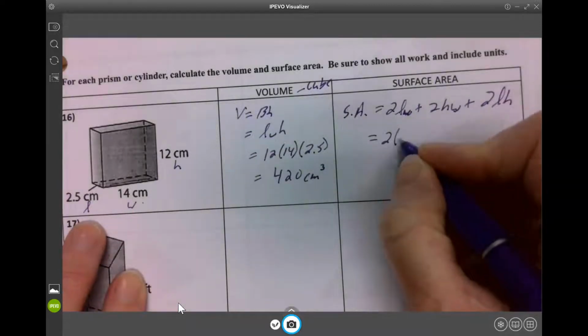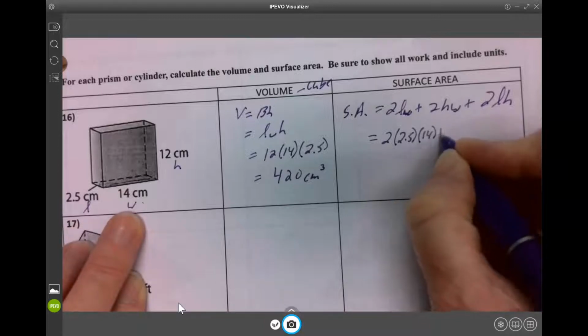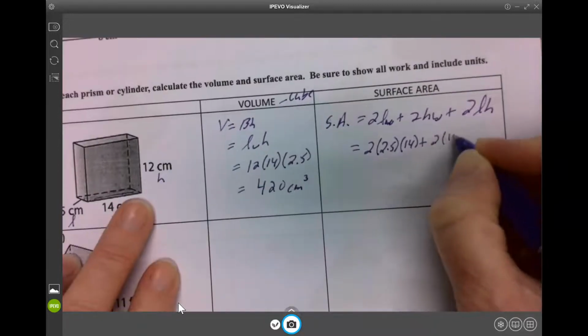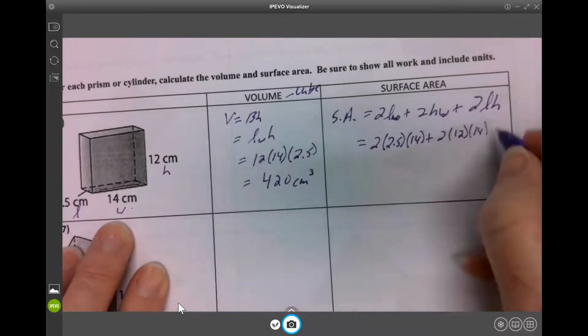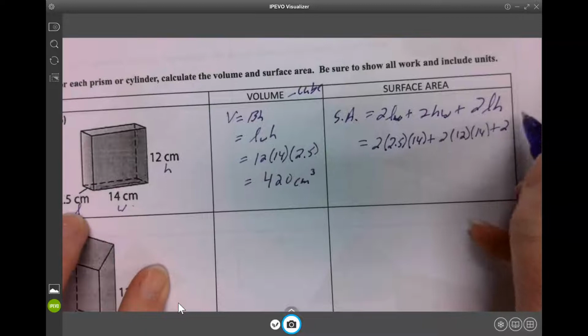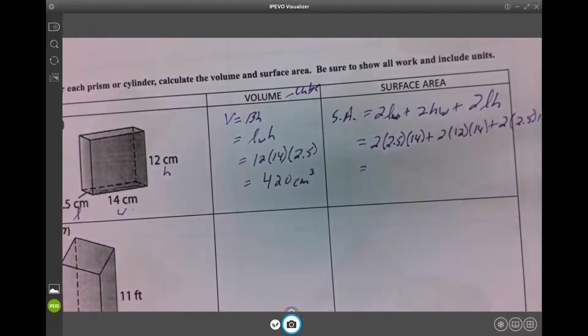So I have length plus width, then 2 times height times the width. But if I label it, I know what I'm plugging in. And 2 times the length times the height. And then you're going to take your calculator and do all that.